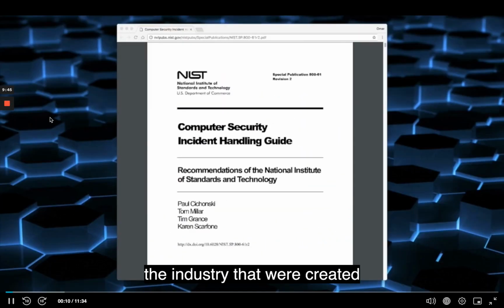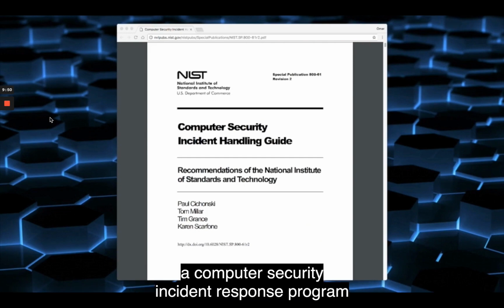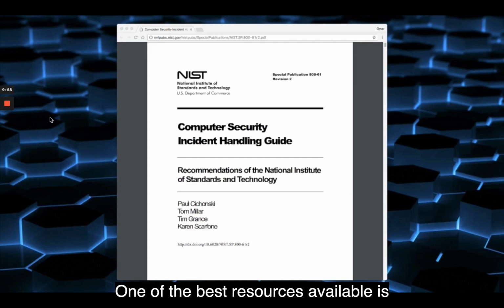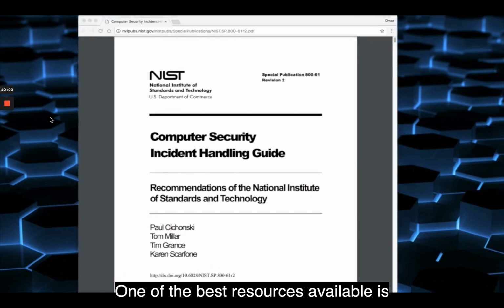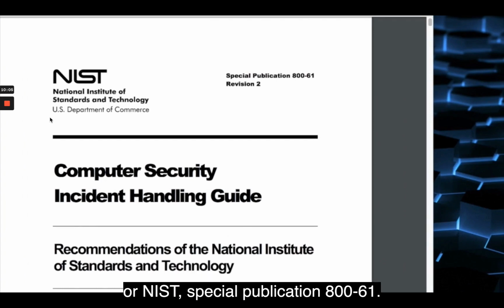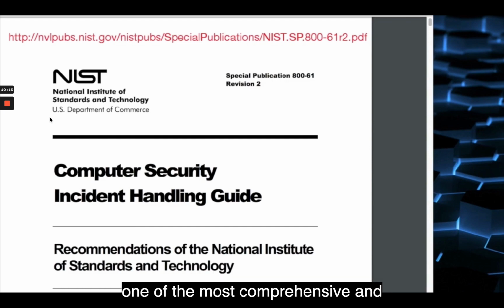There are resources that were created to help organizations establish a computer security incident response program and also learn how to handle cybersecurity incidents effectively and also efficiently, right? So one of the best resources available is the National Institute of Standards and Technology, or NIST, Special Publication 800-61. That publication can be obtained from the URL that I'm showing on the screen. Now, this is actually one of the most comprehensive and also used resources out in the industry, right?